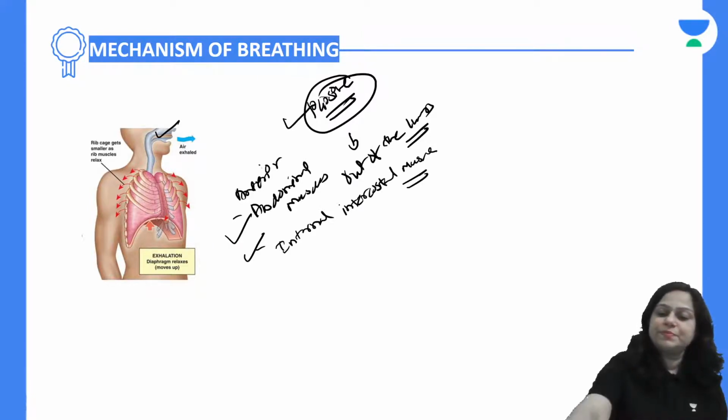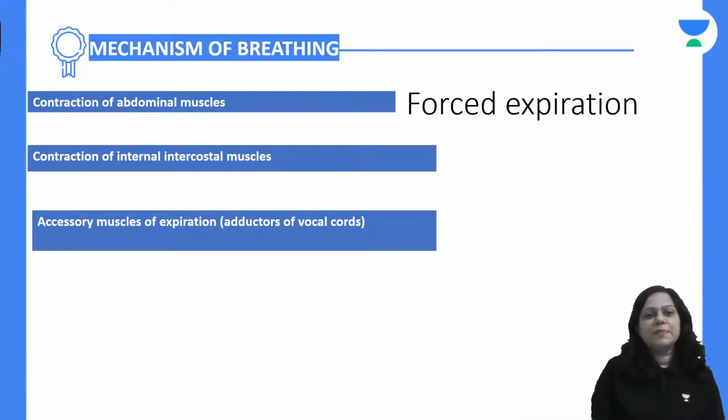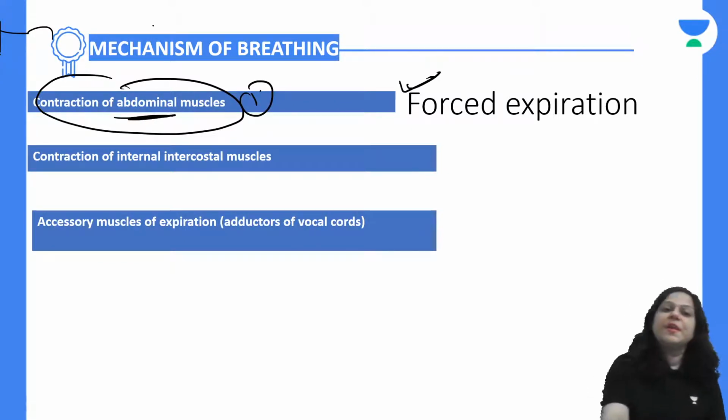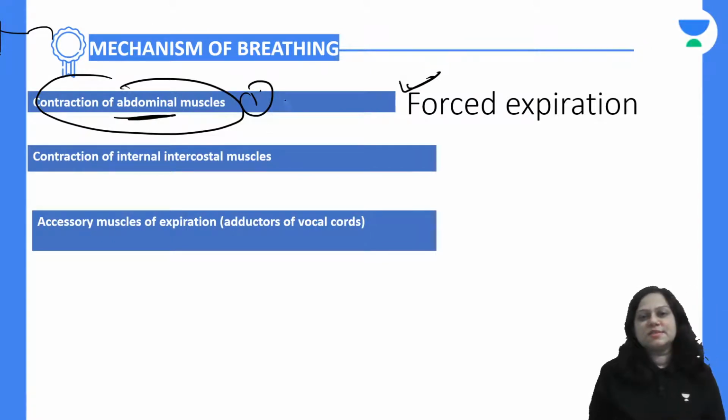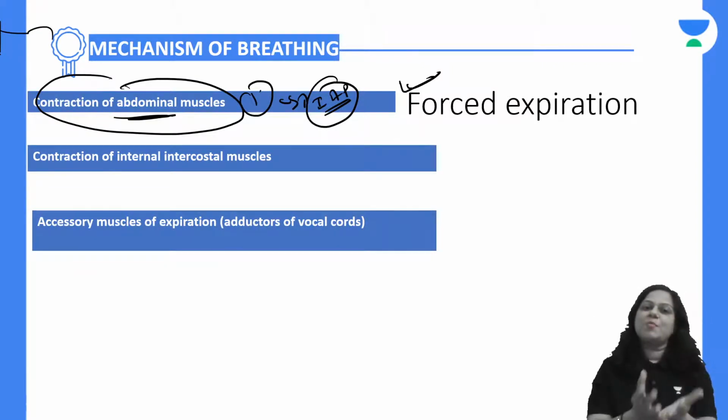Usually expiration is a passive process, so we don't need anything, right? If there is forced expiration, in that case we need contraction of the abdominal muscles. When there is contraction of the abdominal muscles, what will it cause? It will cause an increase in intra-abdominal pressure, and it will push the diaphragm upward.